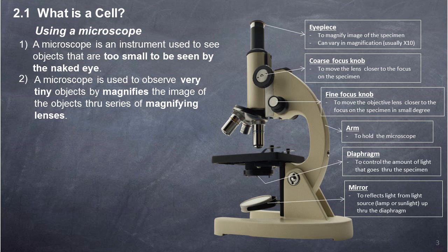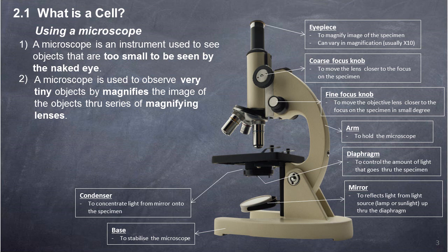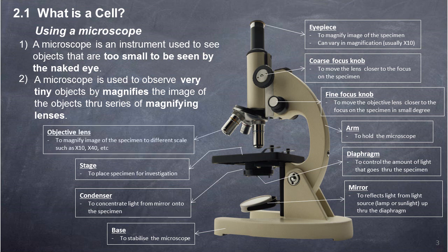Mirror. To reflect light from a light source, lamp or sunlight, up through the diaphragm. Base. To stabilize the microscope. Condenser. To concentrate light from the mirror onto the specimen. Stage. To place the specimen for investigation. Objective lens. To magnify the image of the specimen to different scales such as 10 times, 40 times, etc.